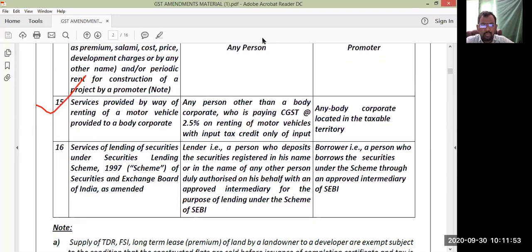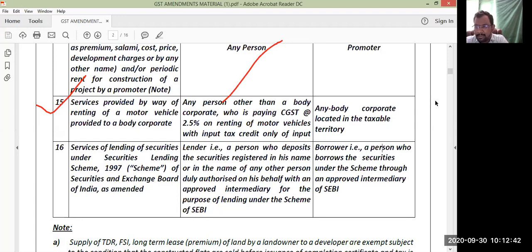Next, the 15th one. Services provided by way of renting of a motor vehicle provided to a body corporate. The supplier could be any person other than a body corporate who is paying CGST at 2.5 percent and an equal amount of SGST at 2.5 percent on renting of motor vehicles, with input tax credit of only the input tax of the same amount. The recipient should be any body corporate located in the taxable territory. We have a detailed discussion of the same again, don't worry.